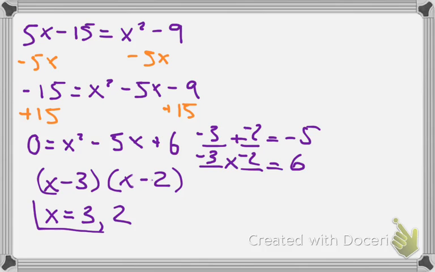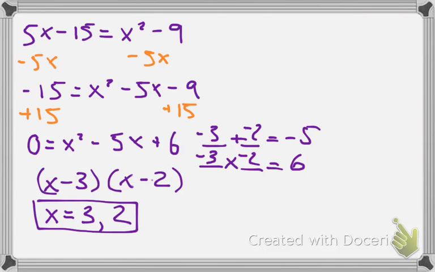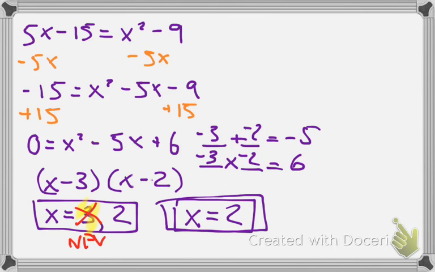Okay, so the one thing I always want to check is whether any of these match my NPVs. If I go back, one of my NPVs here is x cannot equal 3. And I have that right there. So x equal to 3 is not a valid answer. It's called an extraneous root. So my only valid answer is x is equal to 2. I'll do a double box around it.